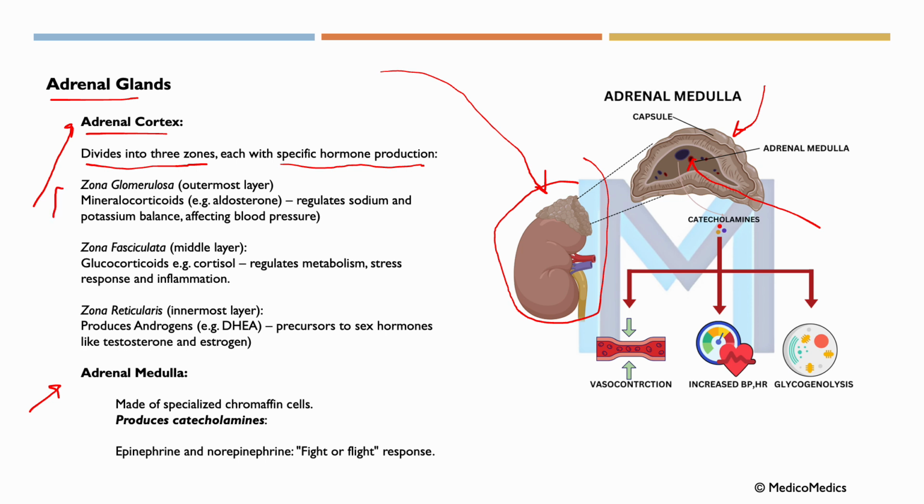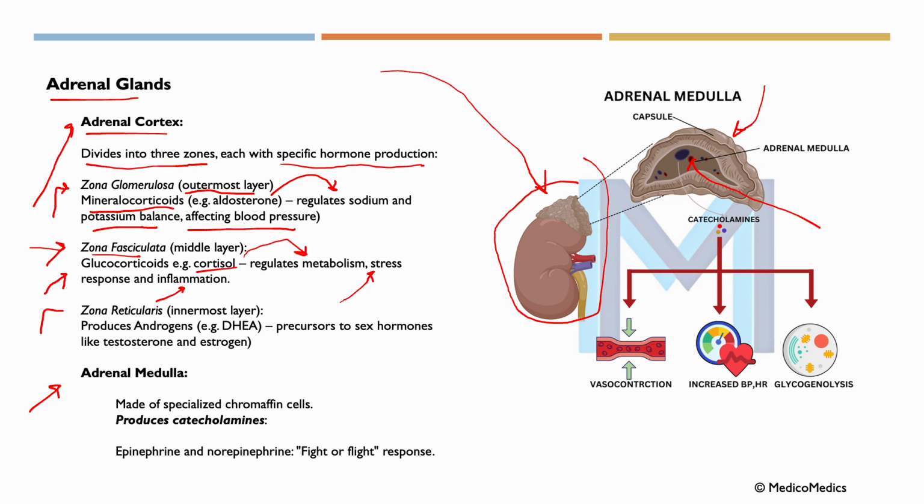So first we have the zona glomerulosa. That's the outermost layer. This is where mineralocorticoids are produced, like aldosterone. And aldosterone regulates sodium and potassium balance. So this is involved in affecting our blood pressure levels. In the middle layer, we will find the zona fasciculata. This is where glucocorticoids are produced, like cortisol, involved in regulating our metabolism, very involved in our stress response, and involved in inflammation.